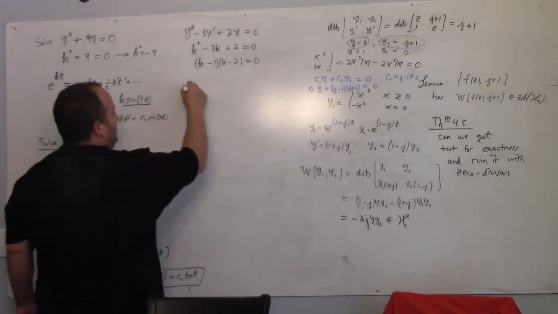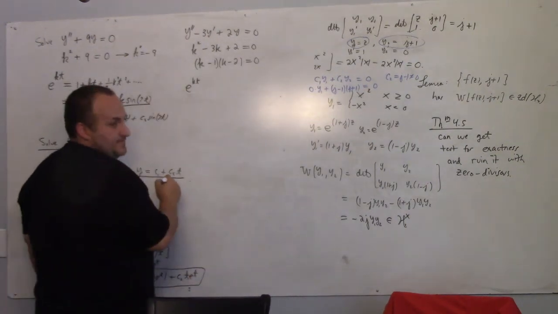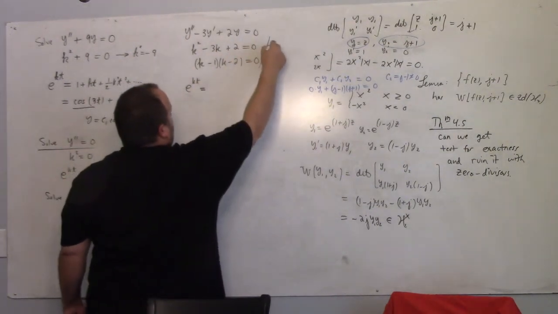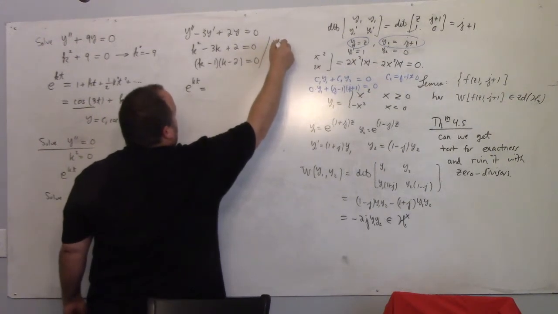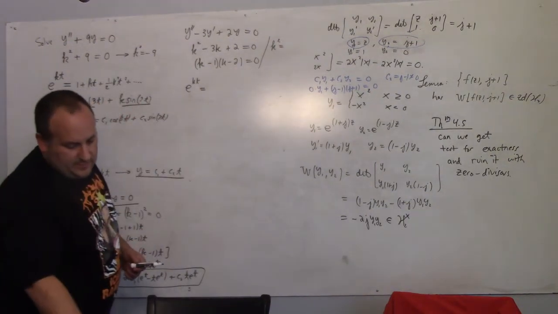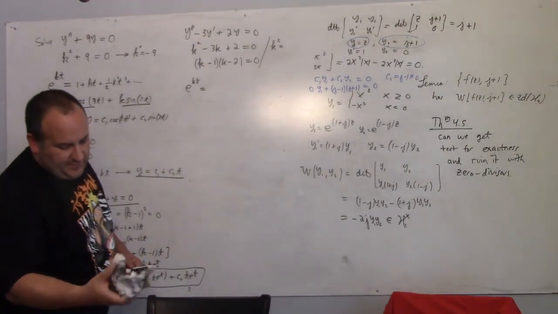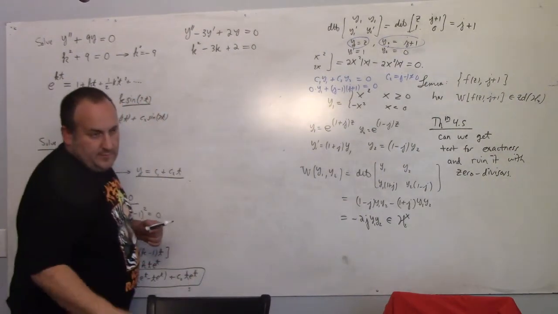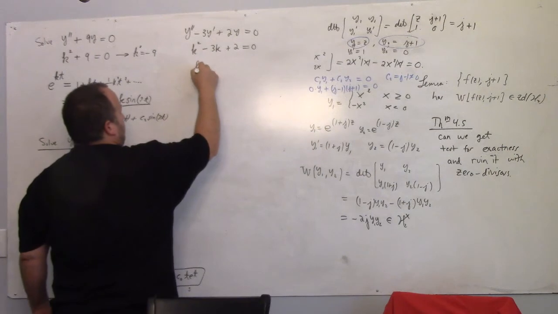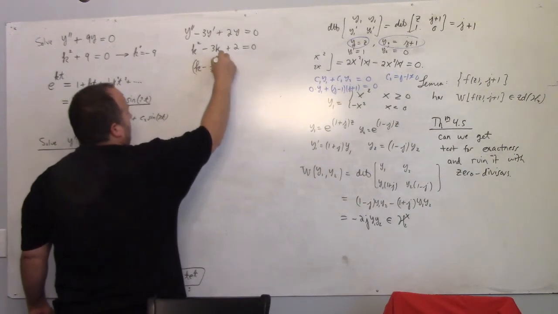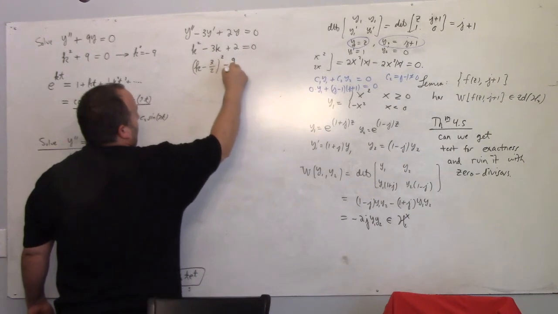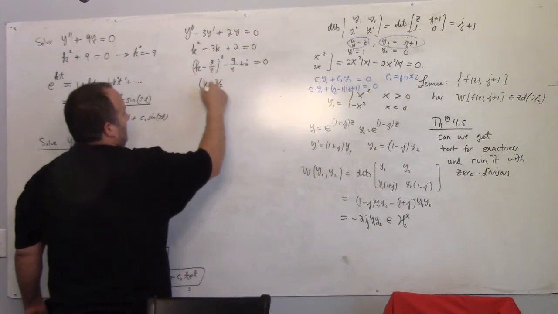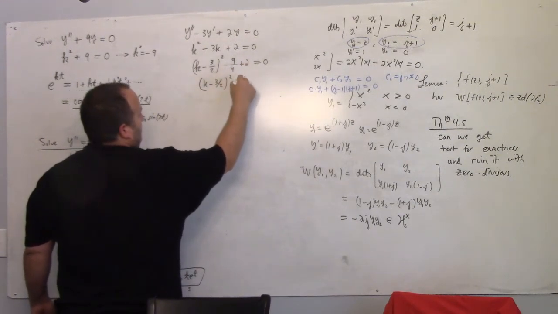So here it is, e to the kt, right? And so the thing is, k squared equals 3k minus 2. Oh, I know what I have to do. I'm barreling down a road to nowhere. The way to do this is always completing the square. So we have (k minus 3/2) squared equals 1/4.